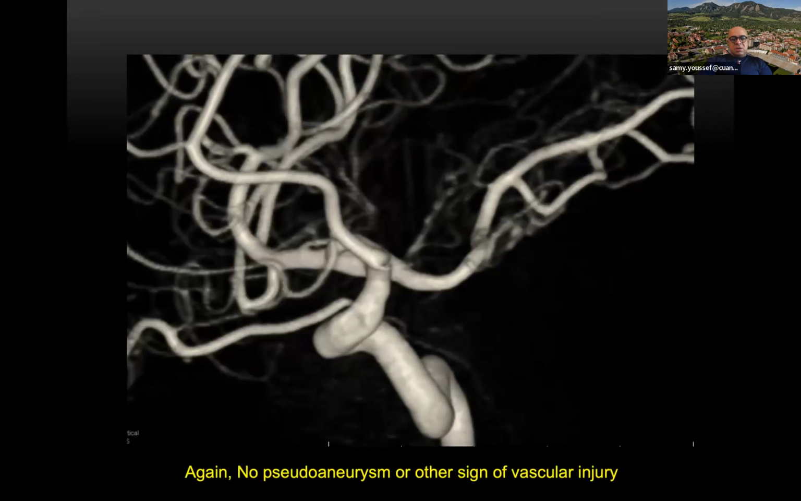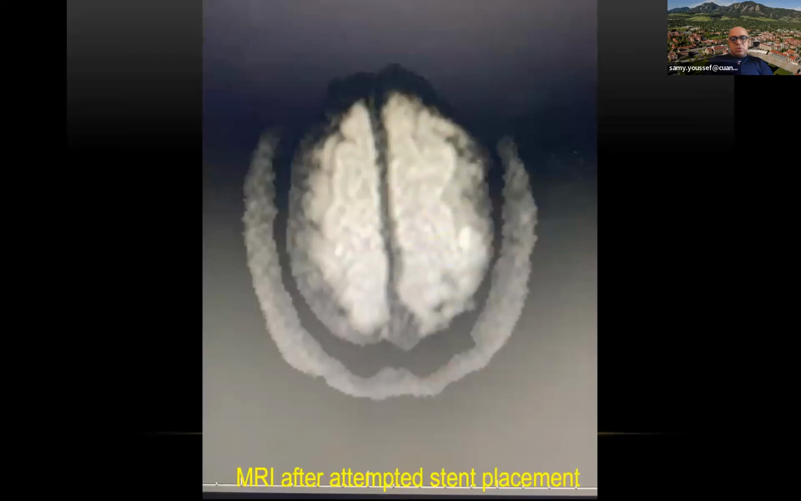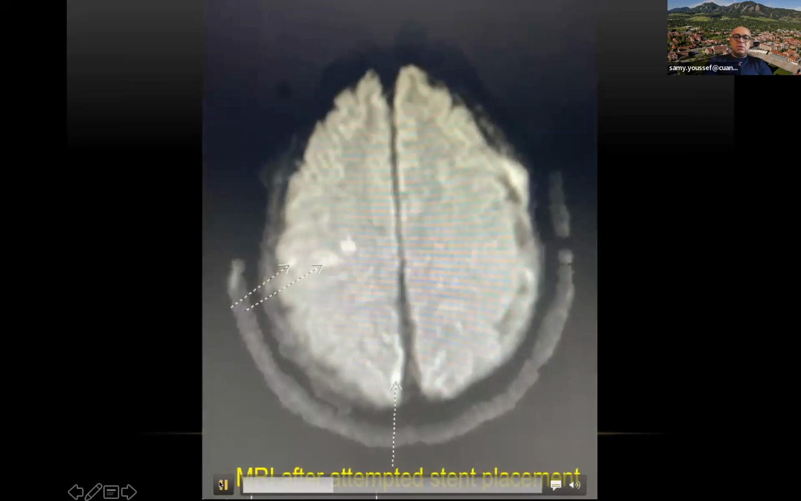When we looked at the angio again, there was no vascular injury, so the covered stent could not work. We kept the packing in place. And unfortunately, after the attempted covered stent, you see these embolic strokes.